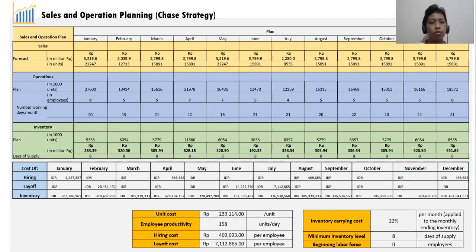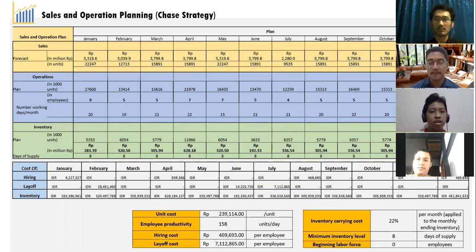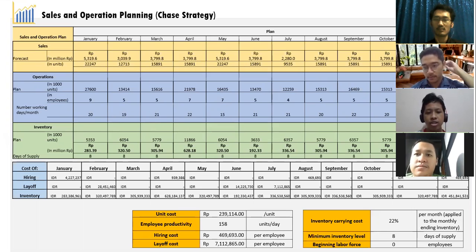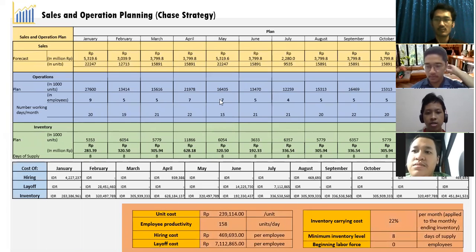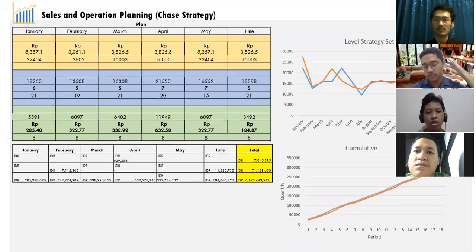Okay, so we're moving on to the sales and operation planning using chase strategy. Here we can see that the remaining inventory stays the same, around 8 days of supply, which may vary from 5,000 to 6,000 items. And also the inventory cost is quite stable, which we can see in the next slide. The total cost using this strategy is around 6.2 billion rupiah.